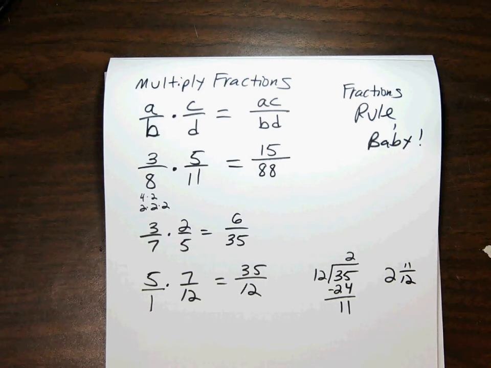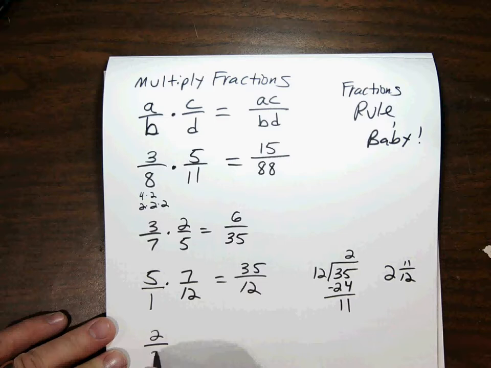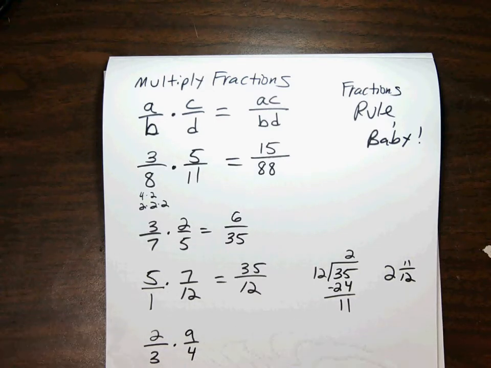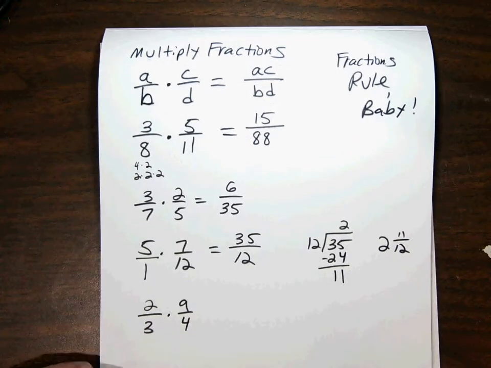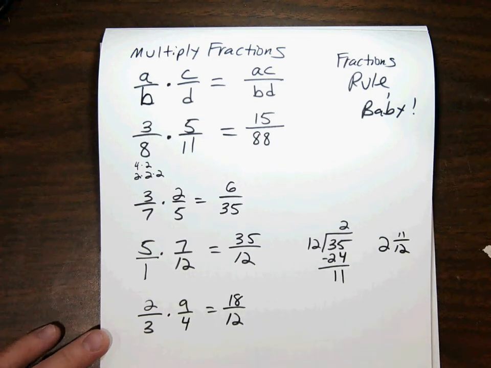All right, sweet. How about C? 2 over 3 times 9 over 4. Okay, 2 over 3 times 9 over 4. Well, when I multiply it out, I get 18 over 12. And this one, I can reduce.